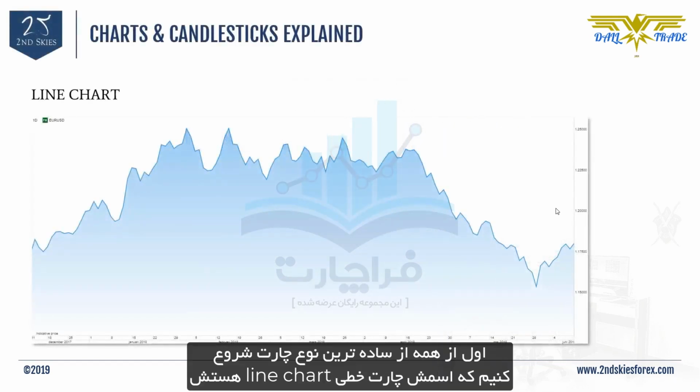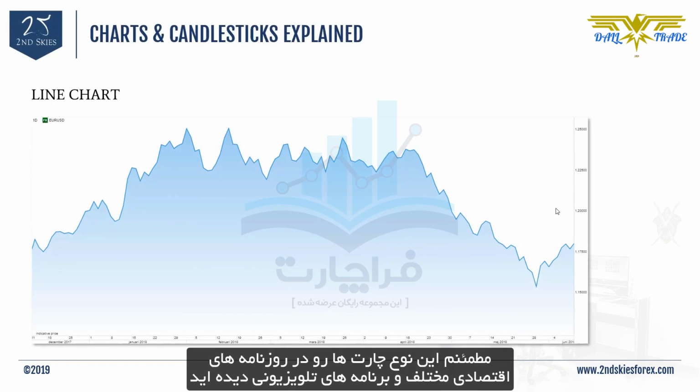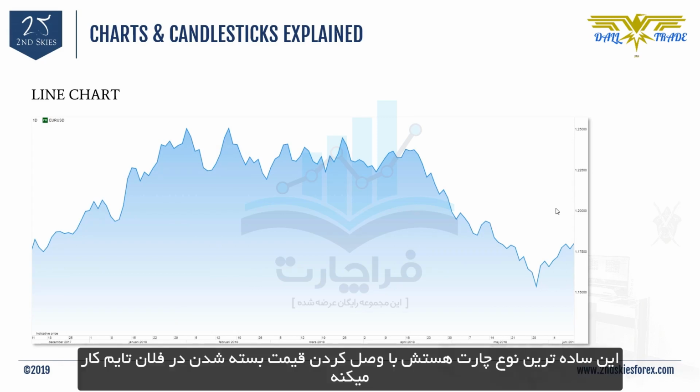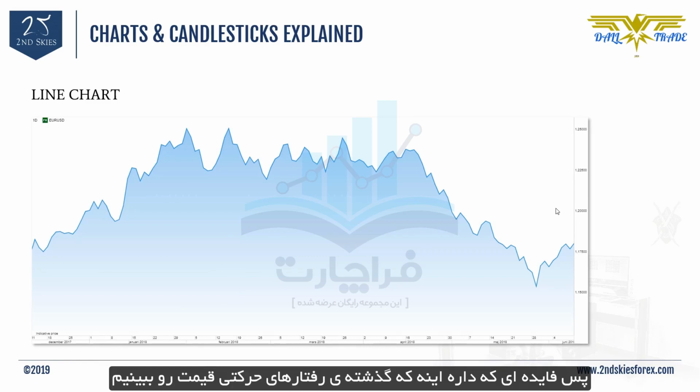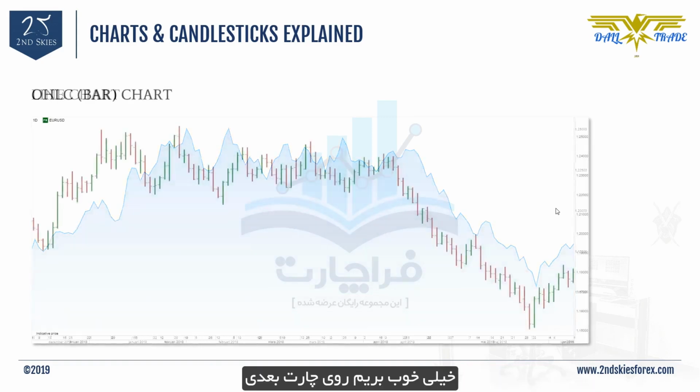First out is the most basic chart form, which is a line chart. I'm pretty sure you have seen this in various economic newspapers and TV shows. It's the most basic chart form used and is created by joining a series of closing prices together. It's a very simple representation of historical price action. It's not really suitable for trading as it's not showing critical information most traders need or want to see. So its best use is to view historical price action. So let's move on to the next.